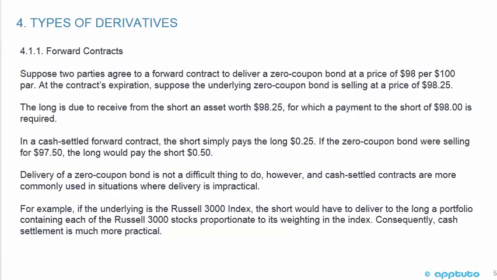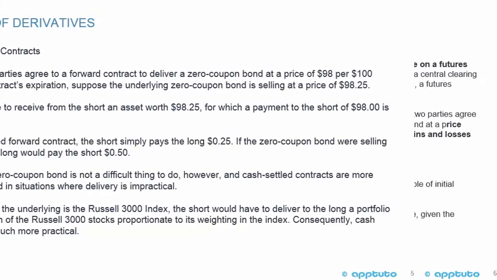Delivery of a zero-coupon bond is not a difficult thing to do. However, cash-settled contracts are more commonly used in situations where delivery is impractical. For example, if the underlying is the Russell 3000 index, the short would have to deliver to the long a portfolio containing each of the Russell 3000 stocks proportionate to its weighting in the index. Consequently, cash settlement is much more practical.